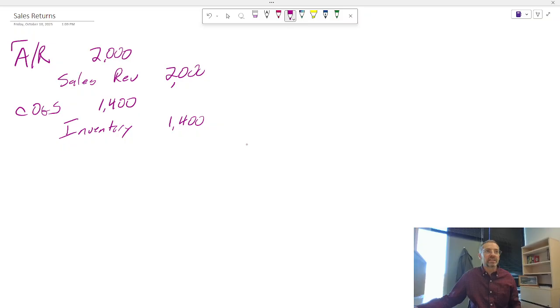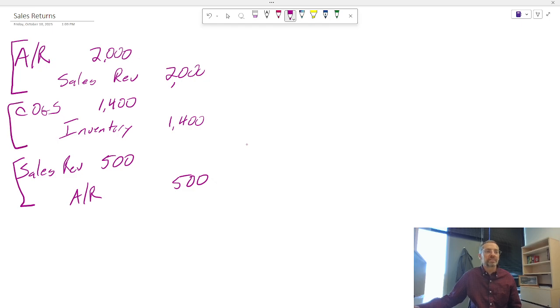So the first thing is we need to reverse out part of this. We did not earn $500. So one of those tablets was $500. So we didn't earn that $500. And the customer no longer owes us $500. So we're going to take that out of accounts receivable. All right, so that's step 1. Step 2 is, hey, we got this tablet back. We're going to put it back into inventory.